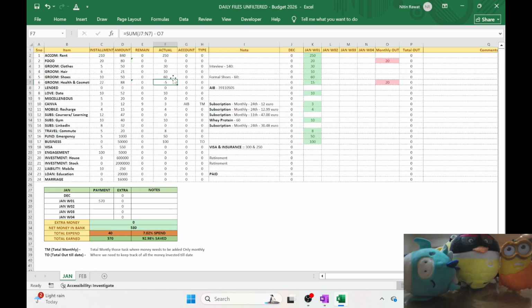So that's how I manage it, and this is super helpful because it helps me keep myself aligned with the things I need to purchase or put my money on, rather than being totally clueless about my finances and later struggling and becoming completely broke.